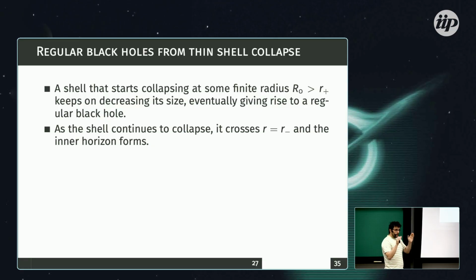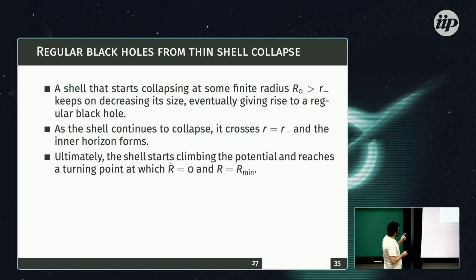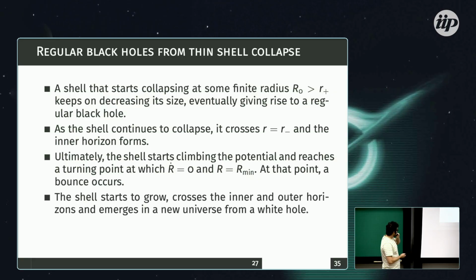So it forms an inner horizon, and of course there may be issues with this. I will talk about those later. But okay, in this scenario, the inner horizon is just there. I mean, it forms the inner horizon, and then eventually it stops decreasing. So the size gets to a minimum point, and then it starts growing again. Okay. Well, that's more or less obvious from the potential plot that I showed you.